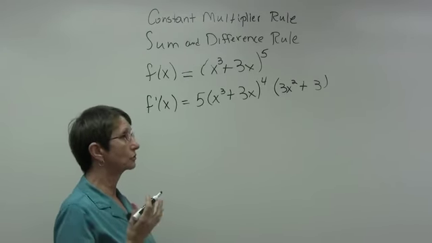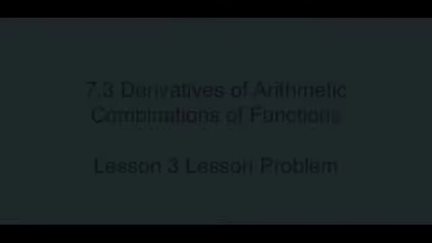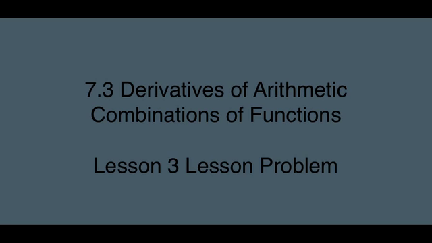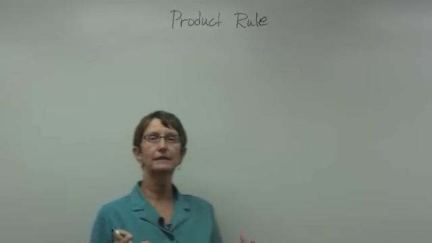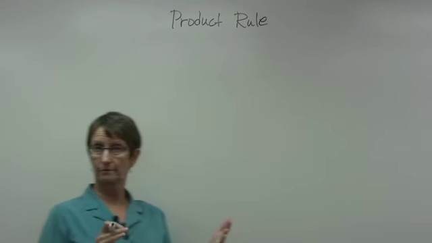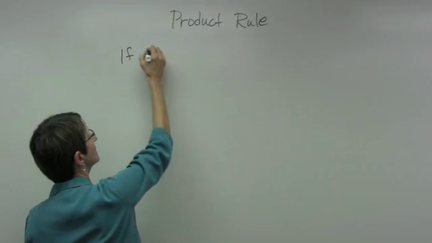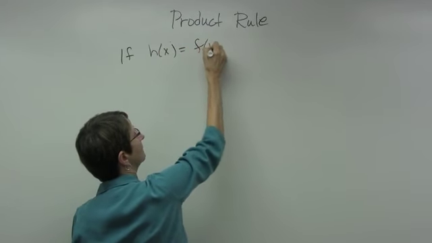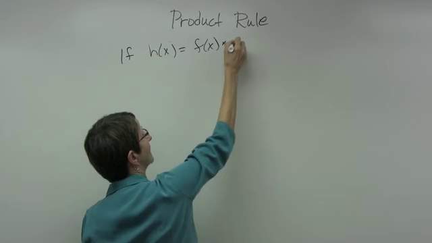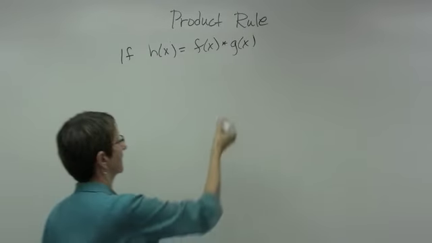Let's move on to a more complicated rule. The product rule. A product is 2 things multiplied together. So if we have 2 functions, say h of x is equal to f of x multiplied times g of x. And I want to find the derivative of that.